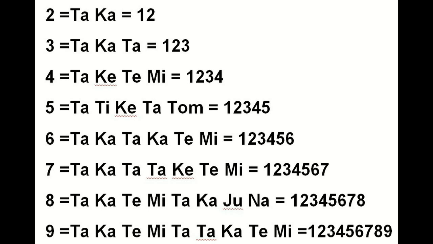We're up to group 4. For 4, taketemi, taketemi, taketemi. For 5, tatiketatom, tatiketatom, tatiketatom. For 6, takatemi. Some people say demi, or they use a D syllable instead of a T syllable.